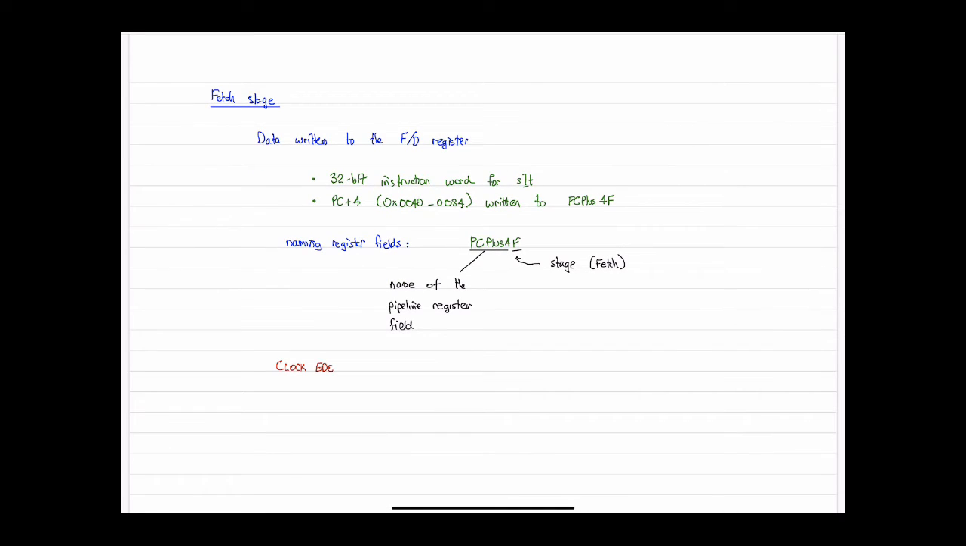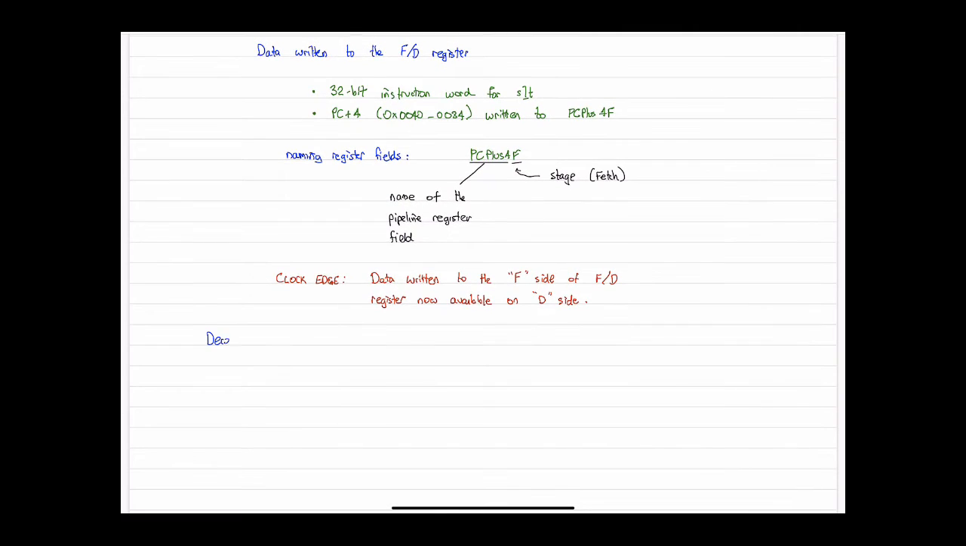Okay, now just a word about the clock edge. Remember, these pipeline registers are all positive edge triggered devices. So when the next positive edge of the clock comes around, data is written from the F side to the D side. And now the fetch stage is completely done with that. It's washed its hands of the current instruction, and I can go on and fetch the next one.